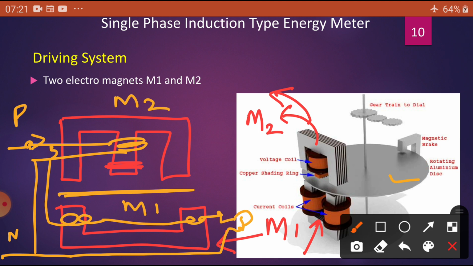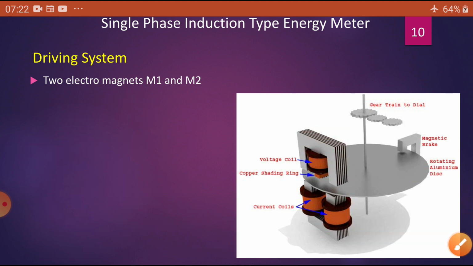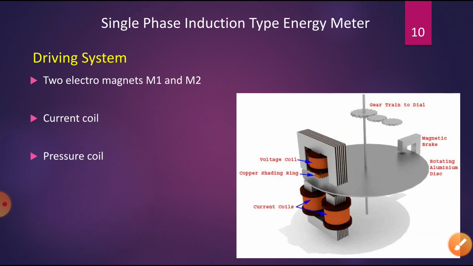The M1 consists of the current coil, which consists of a thick, that is a large diameter, wire with a small number of turns, whereas the M2 consists of a large number of turns with a thin wire. The copper shading band, a small short-circuited copper ring, is provided on the center limb of the M2 coil. Now, we can see the current coil, pressure coil and copper shading bands.